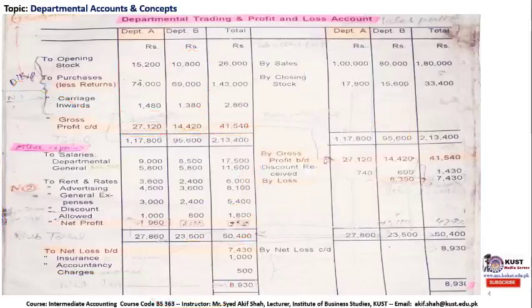The next step in this profit and loss statement or trading account is to carry down this gross profit to the right hand side. So we have done the same: Department A's gross profit, Department B, and then the total. Now we have to look at the other expenses available in the question.